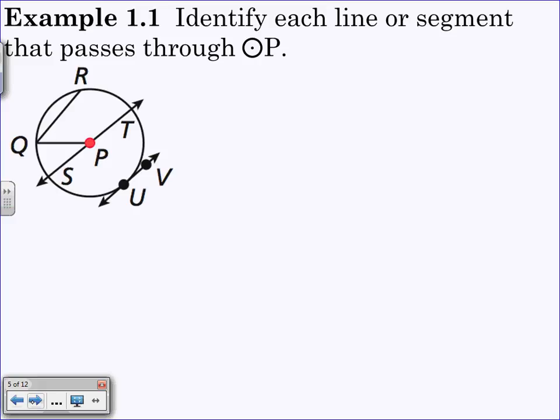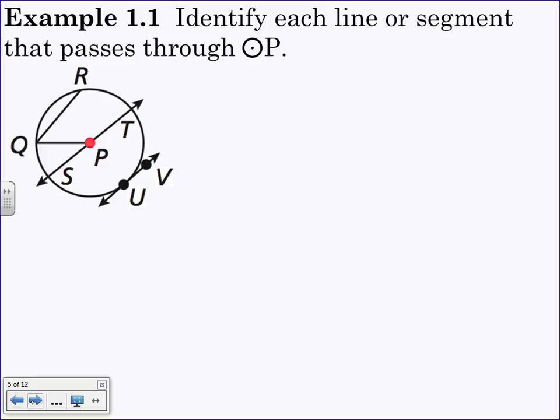Okay, so here we have a circle. And this says identify each line or segment that passes through circle P. Now, when we name a circle, we name it by showing the circle symbol, and we put a little dot in the middle, and we put the center of the circle in there so that it doesn't look like you write OP, because then it looks like you're naming a line. So that's why we put the little dot in the middle.